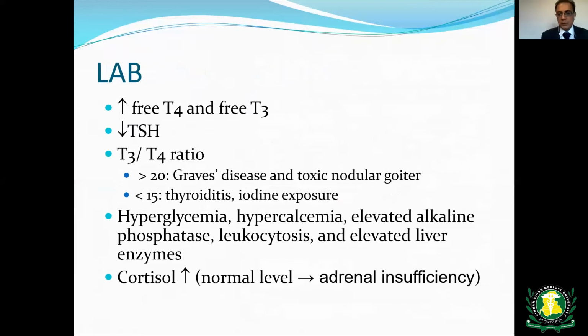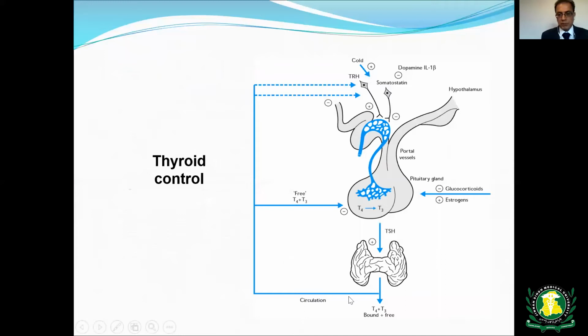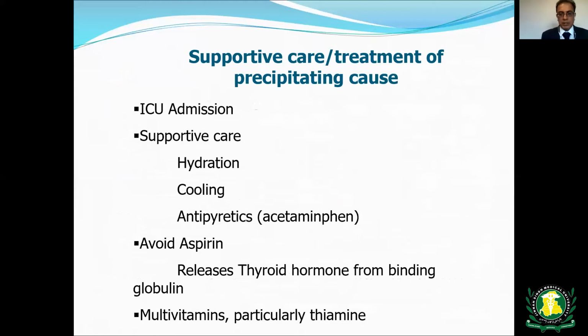So how do you diagnose? Apart from clinical assessment, you rely on the blood test, which classically shows increased, very high rather, T4 and T3 levels with suppressed TSH. As I said earlier, I'll just go back to the previous slide. Once your T4 and T3 are very high, automatically the TSH will be suppressed. So this is a classical presentation of hyperthyroidism or thyroid storm as well. The rest are non-specific: hyperglycemia, hypercalcemia, elevated alkaline phosphatase, and cortisol may be high. So it is an endocrine emergency.